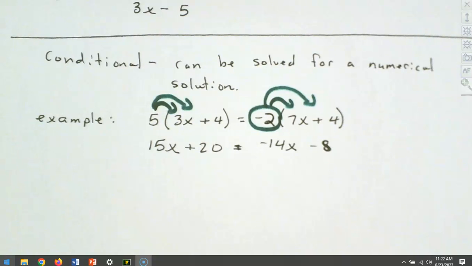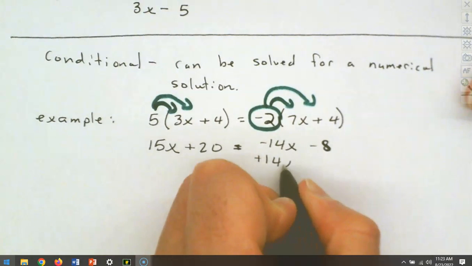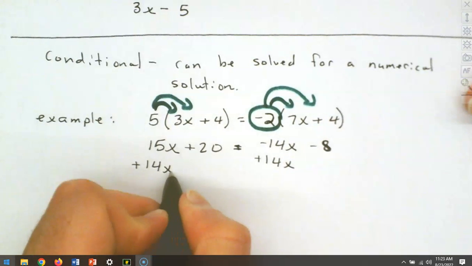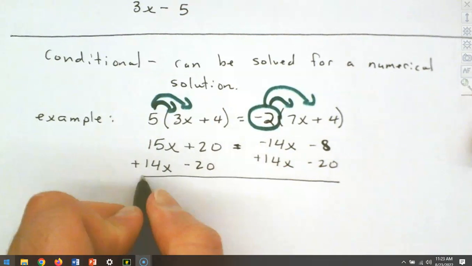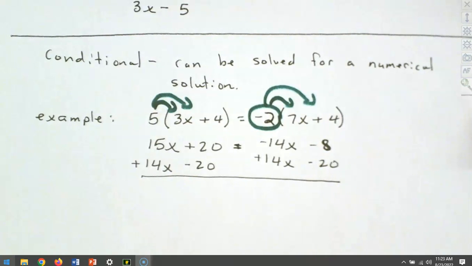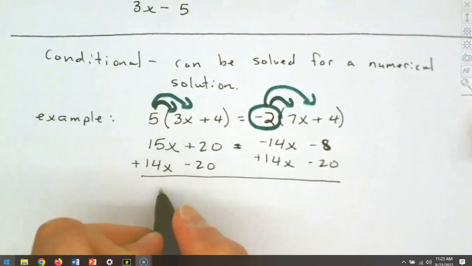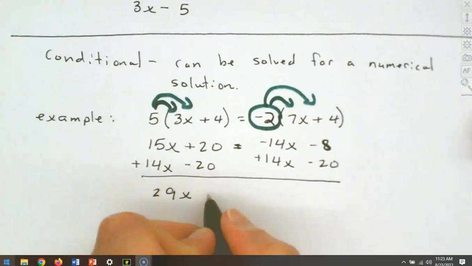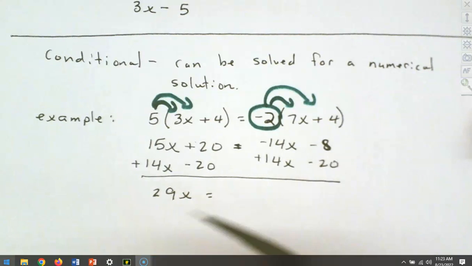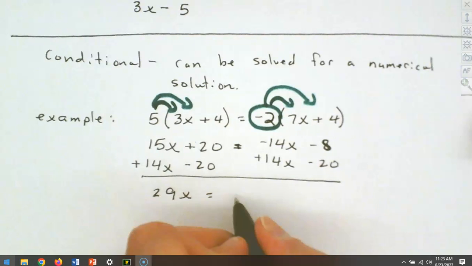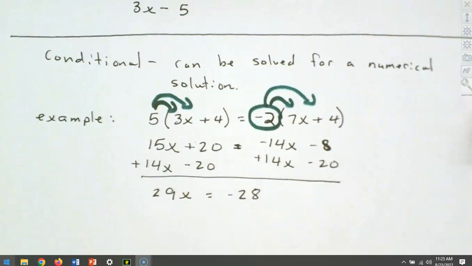We do want to solve this, so what do we do? When we solve, we want to get the variable on the left, numbers on the right. So I'm going to add that 14x over. And then I'm going to subtract off that 20. And 15 plus 14, well, that makes it a 29x. The 20s cancel. The 14x's, well, they cancel. And minus 8 and minus 20, they go together. And that makes it a minus 28. Is everyone all right with that so far?